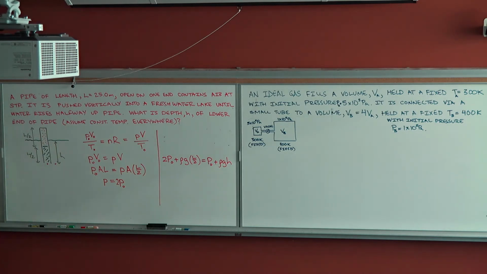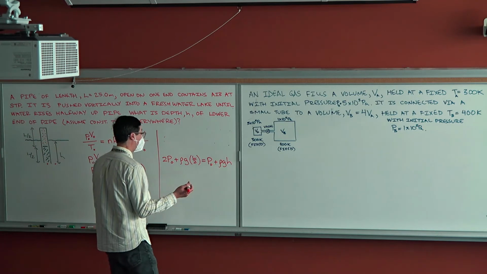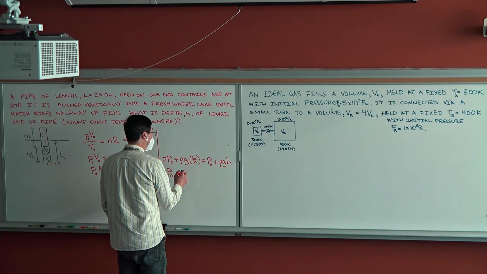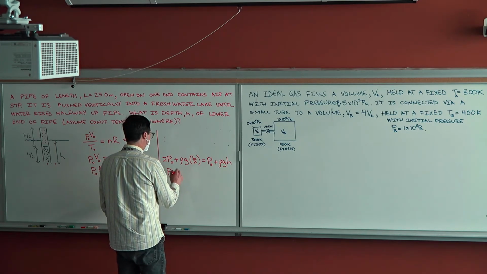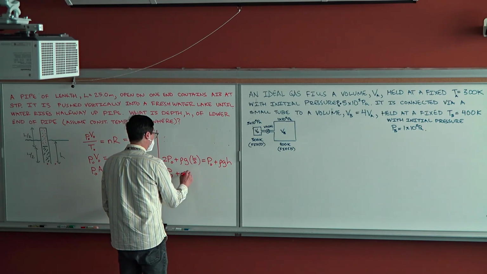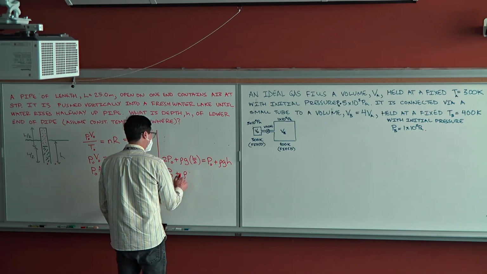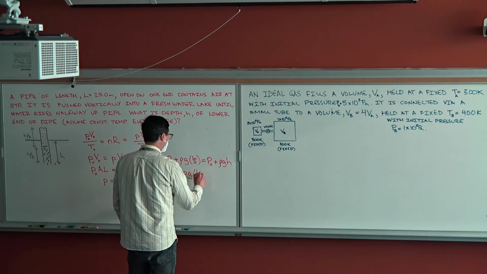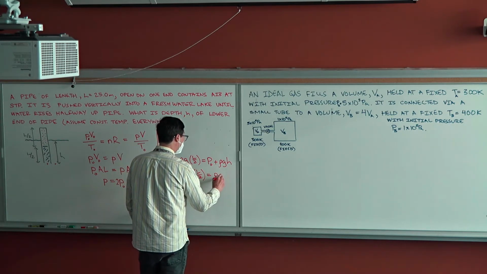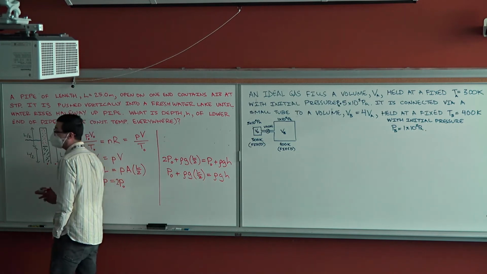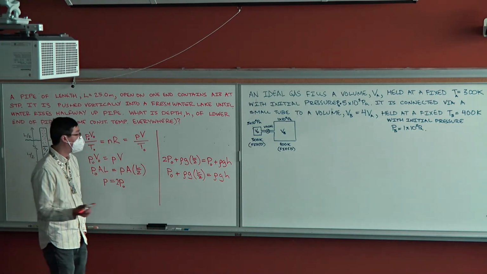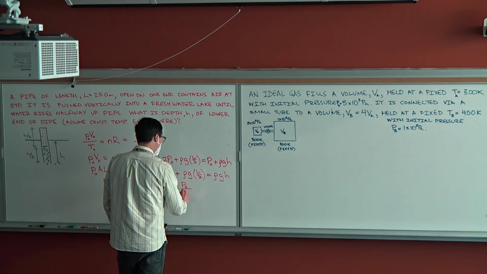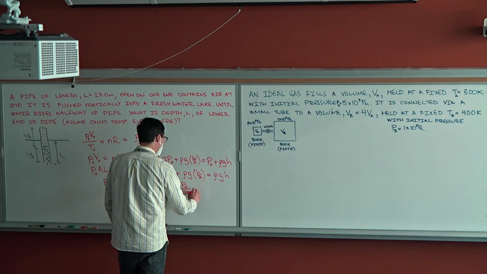Sure. If we do that and bring this there, I get p naught plus rho g L over 2 is equal to rho gh. And so h should be p naught over rho g plus L over 2.